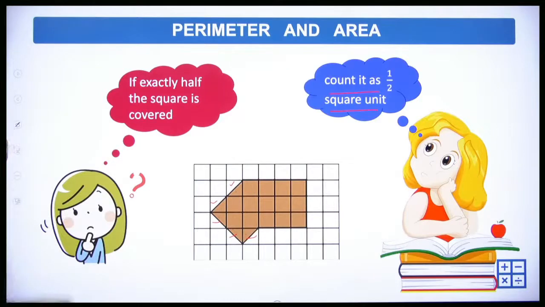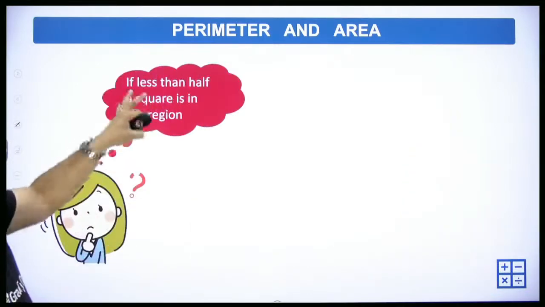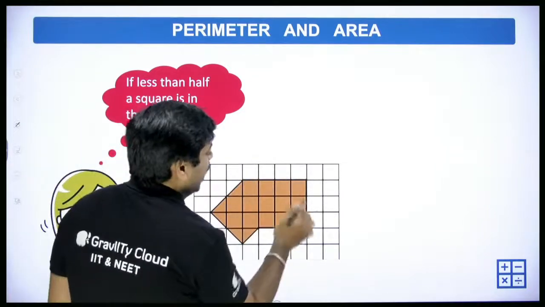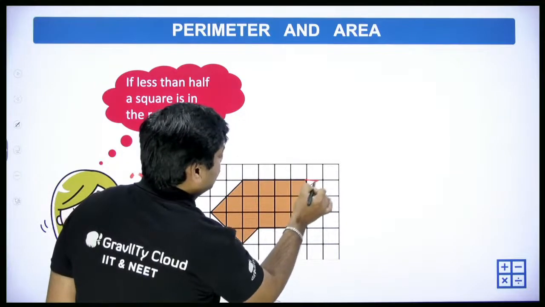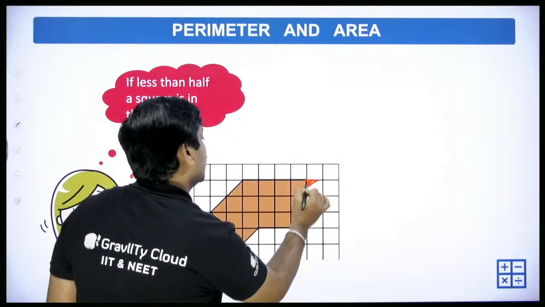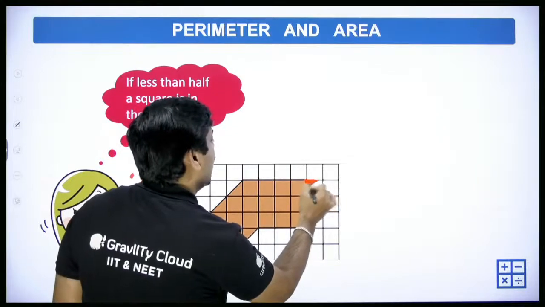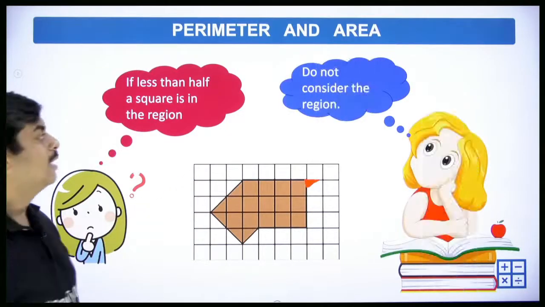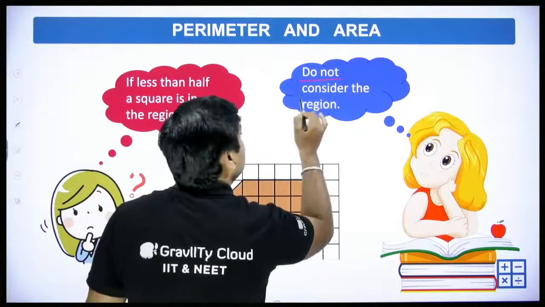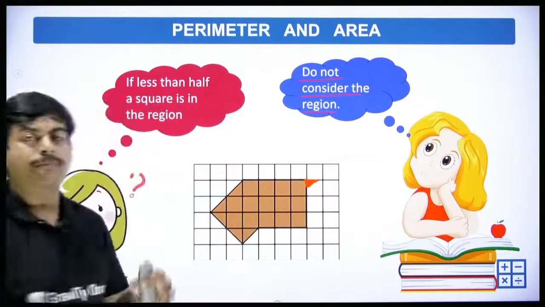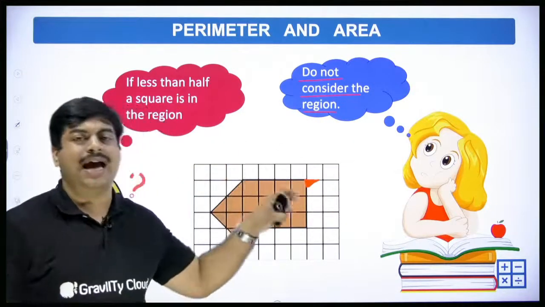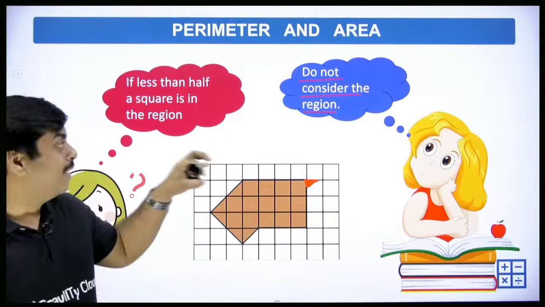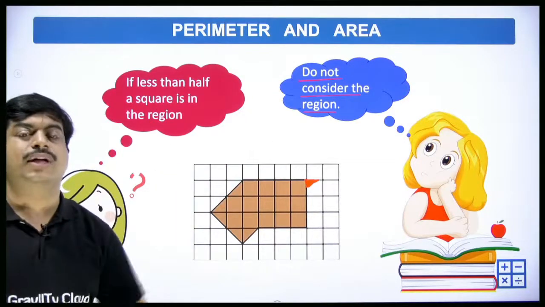Okay. So moving ahead, if less than half a square is in the region, if less than half, that means in the same figure we have one more box which is something like this, this small part. Now you want to add this as 1 square unit, but you cannot. As that region is less than half, it is considered as 0. Do not consider the region. Now you may ask me, sir, is this the exact area? No, these are approximations, near to the actual answer, correct?